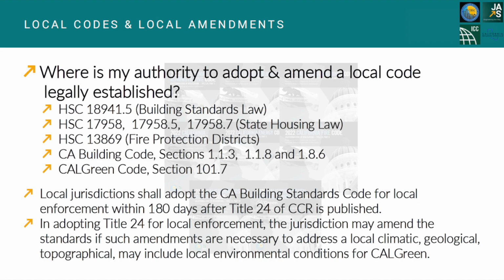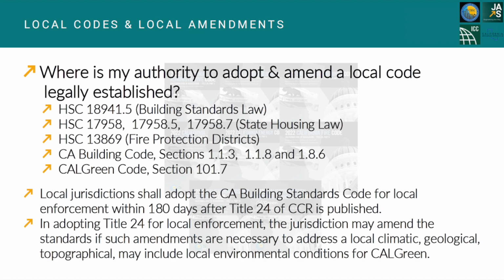When identifying local amendments, provide the state law authorizing the change, identify the Title 24 section being amended, and the amendment text should be expressly marked and discernible from the text of Title 24. Local amendments are not effective until copies of the amendment documents meeting the requirements have been filed with the California Building Standards Commission or the appropriate state agency.